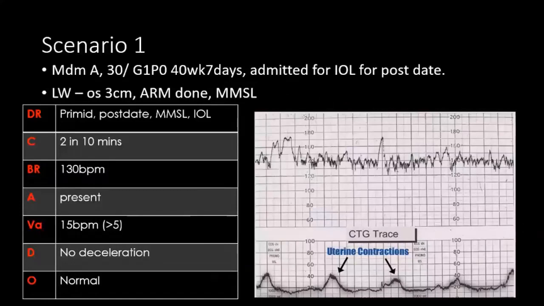So first scenario, you have Madam A, 30 years old, primigravida, 40 weeks 7 days, admitted for induction of labor for postdate. Then she was sent to the labor ward. She was 3 cm, ARM was done, and it's MMSL. So this is her CTG. So you need to interpret the CTG.